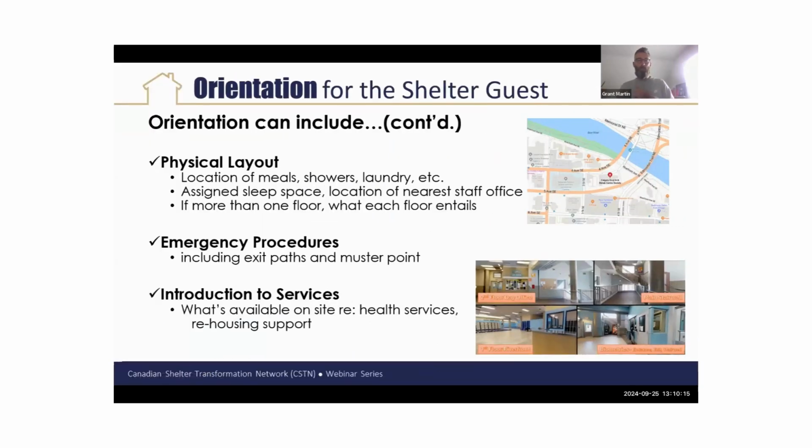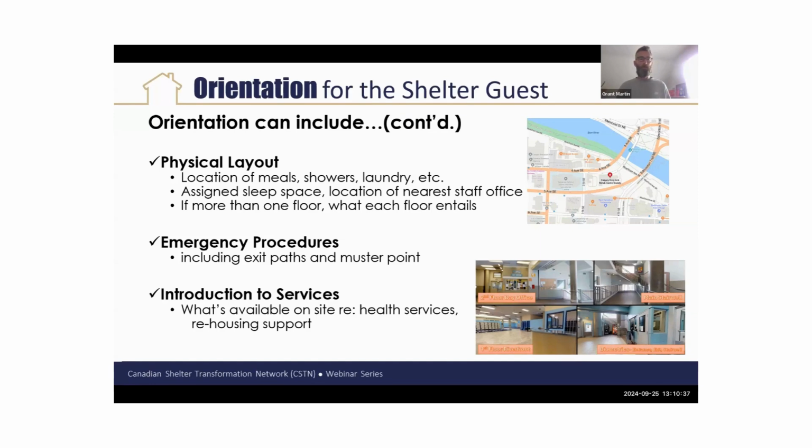So your orientation can include things like maybe even physically showing, as examples on the pictures on the side there, the physical layout. So not just what the shelter looks like on the different floors, but where the shelter is located in the city and what things are nearby. Yeah, location of meals, showers, laundry I mentioned.